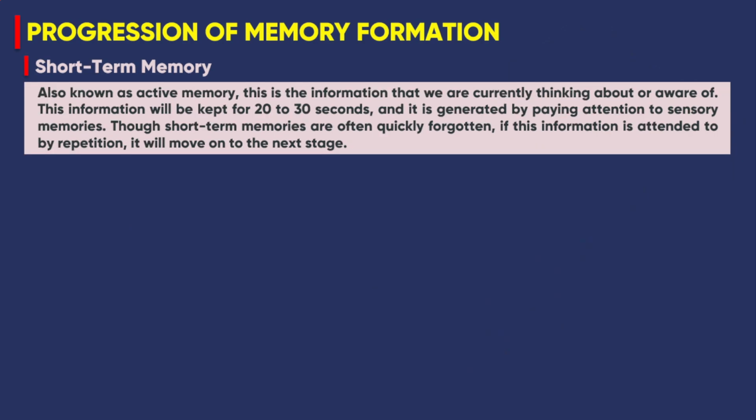Short-term memory, also known as active memory. This is the information that we are currently thinking about or aware of. This information will be kept for 20 to 30 seconds and it is generated by paying attention to sensory memories. Those short-term memories are often quickly forgotten. If this information is attended to by repetition, it will move on to the next stage.